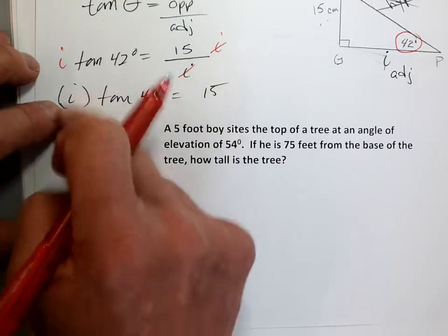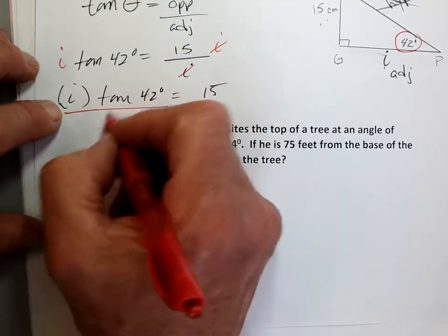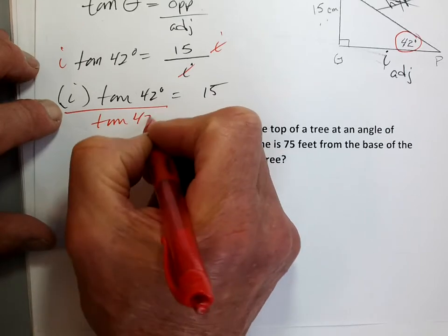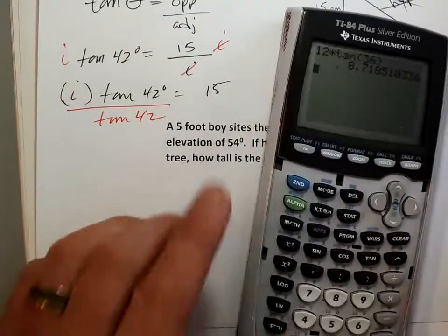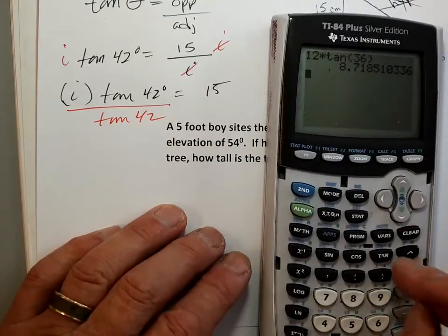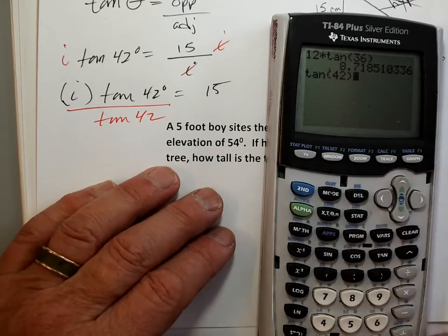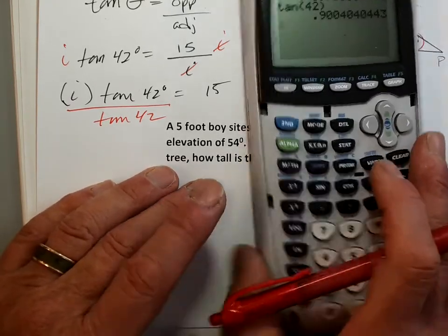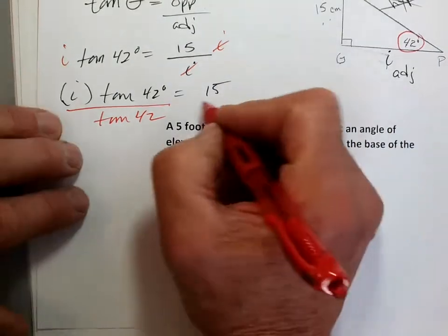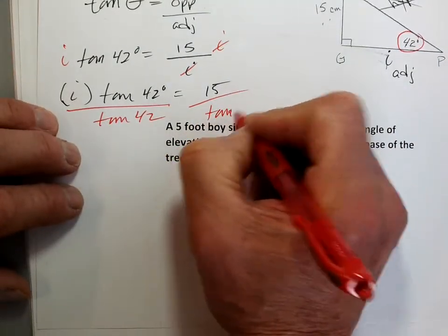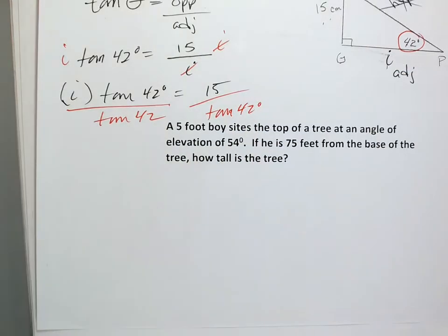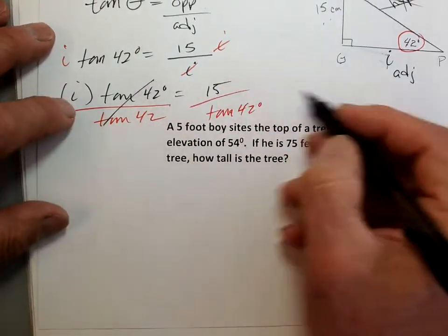So to solve for I, I'm going to divide by tangent of 42, because that's just a number in my calculator. I could do it, but I don't want to do it yet. But if I did, tan 42 is just a number, okay? It's just a number. So what I'm doing is just going to divide by tan of 42, divide by tan of 42 degrees, and then that's gone.